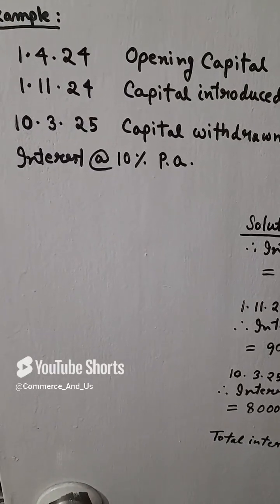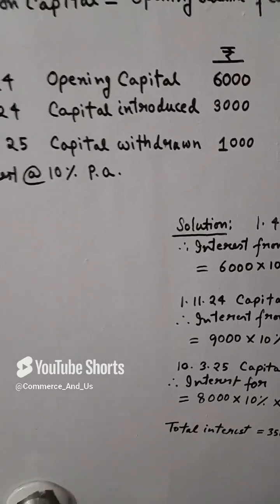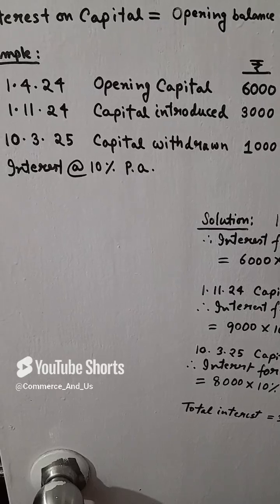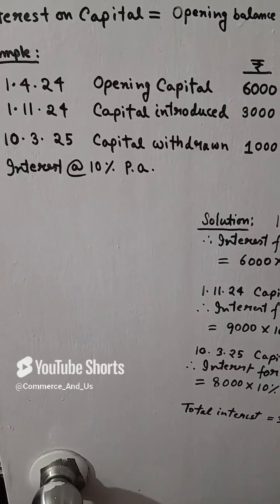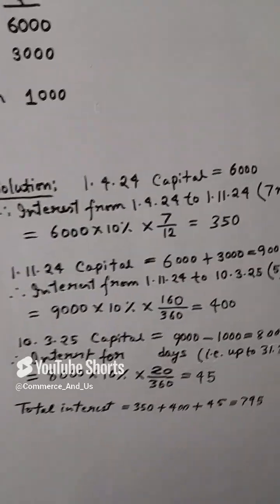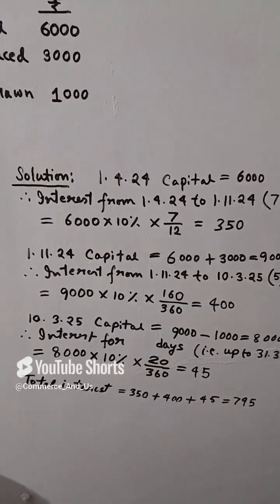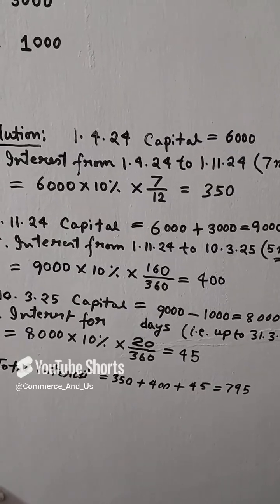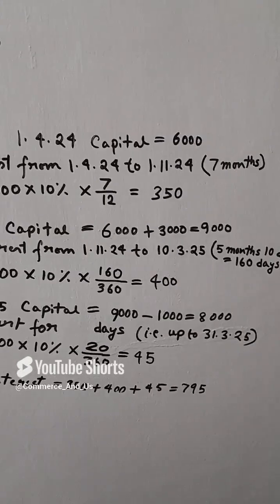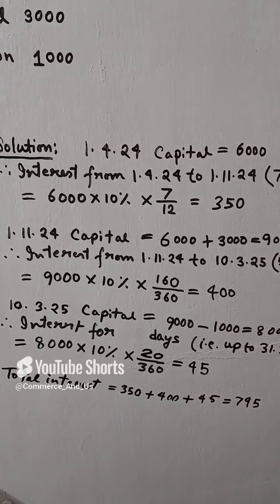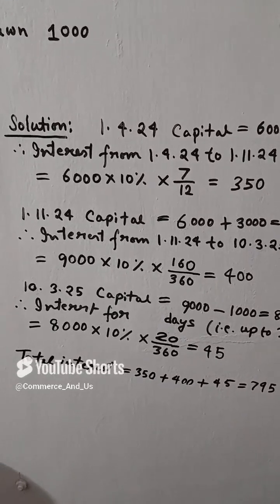You see, on 1st April 24 there was an opening balance of 6,000. On 1st November newly capital introduced 3,000. On 10th March capital withdrawn 1,000. Interest to be charged 10% per annum. So how to do it? One by one. On 1st April 24 capital 6,000, so interest from 1st April to 1st November, that is 7 months, will be charged. So 6,000 into 10% into 7 by 12, 350.